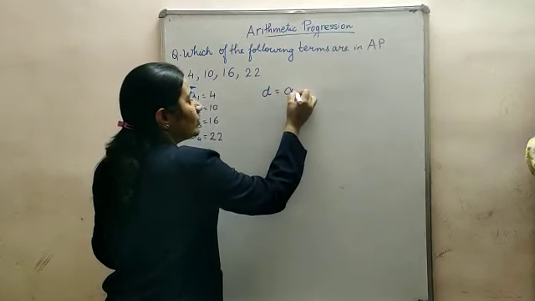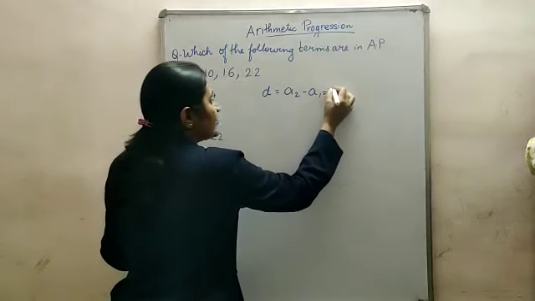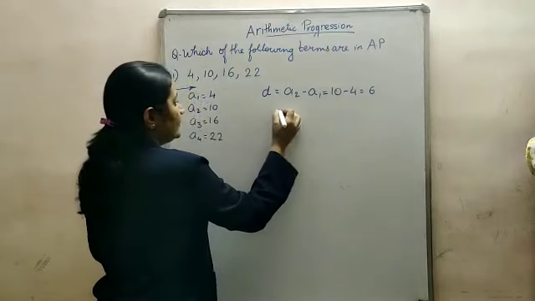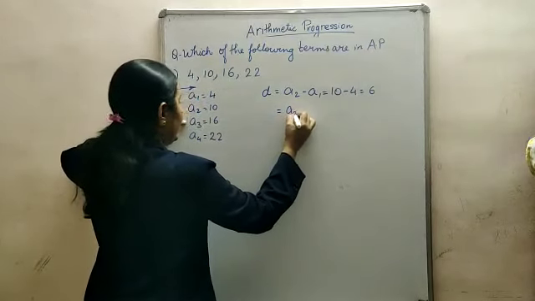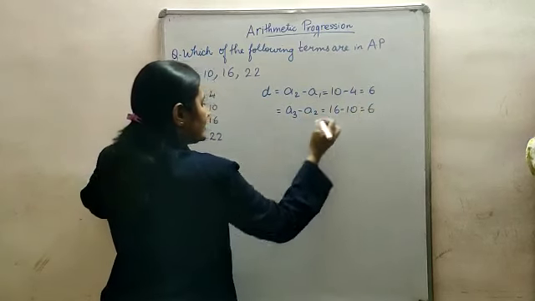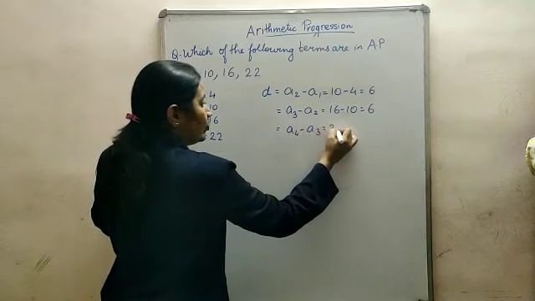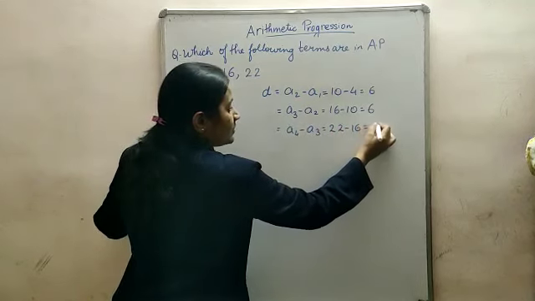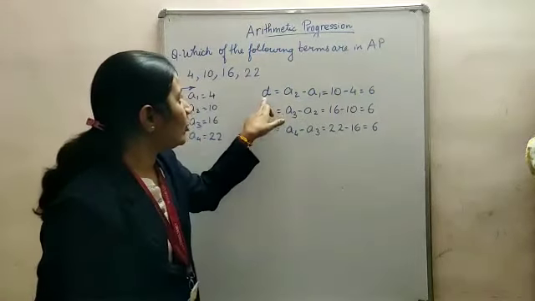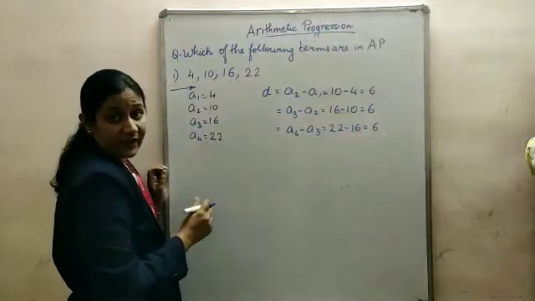d is equal to a2 minus a1, second term minus first term, that is equal to 10 minus 4 is equal to 6. Then we will find a3 minus a2, which is equal to 16 minus 10 is equal to 6. Then we will find a4 minus a3 is equal to 22 minus 16, which comes out to 6. If the difference or the value of d, common difference, is same throughout, then the terms are in AP.